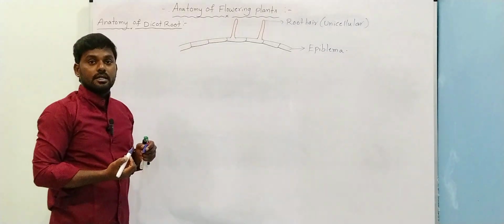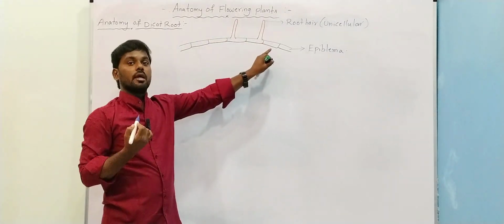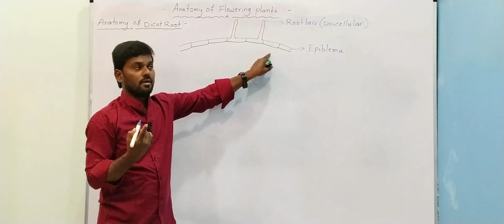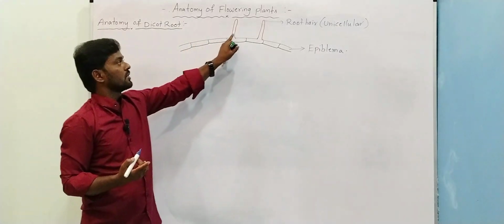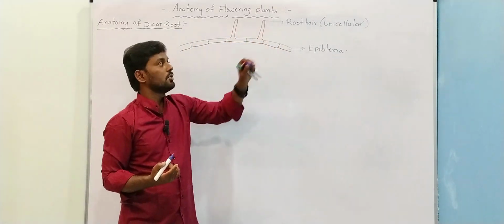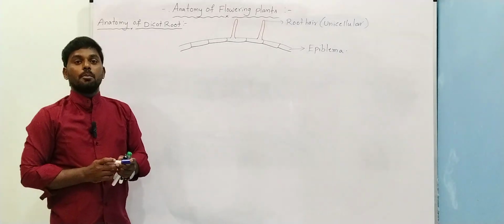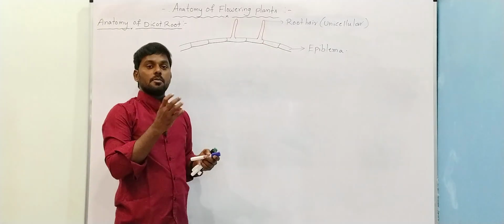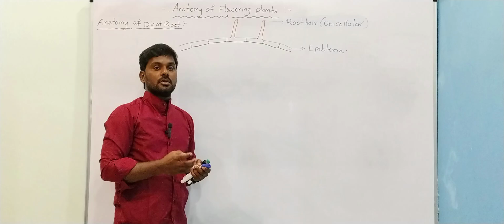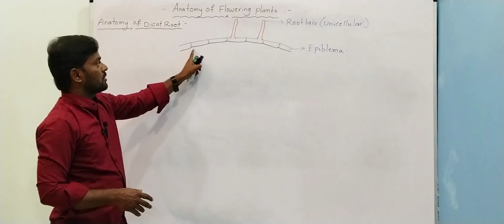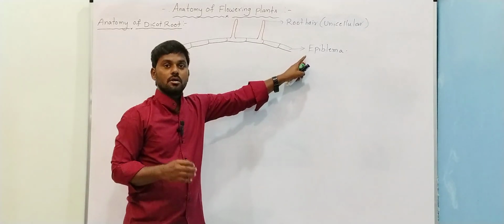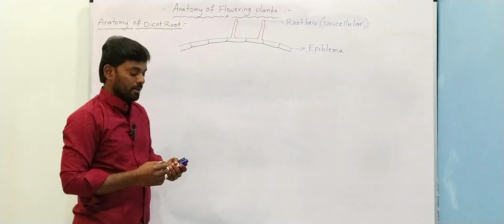In the case of the dicot stem, the trichomes are hairs that are multicellular structures. But in the case of the dicot root, this root hair is a unicellular structure. The main function of the root hair is to absorb water and minerals from the soil. The outermost layer is called epidermis, or epiblemma.